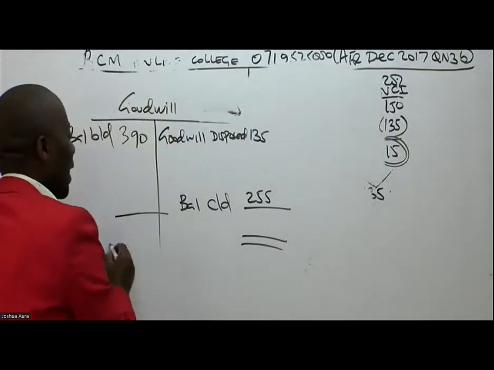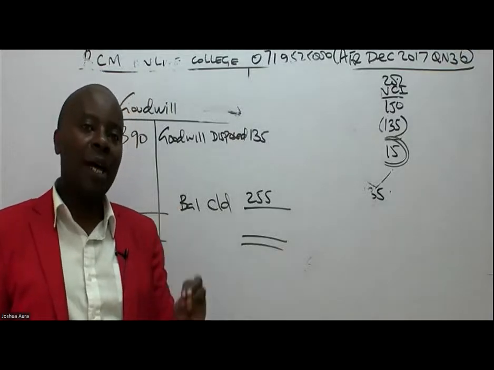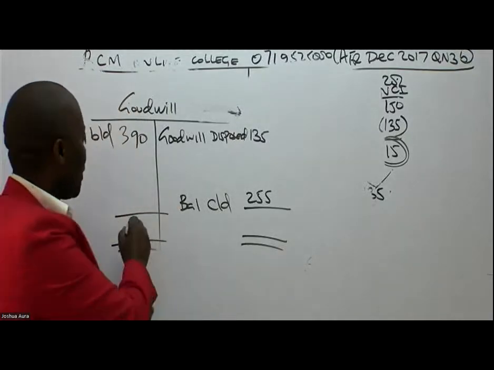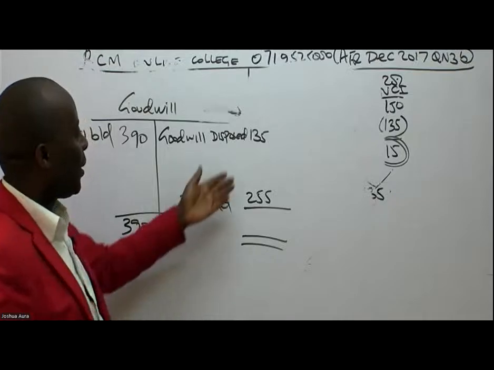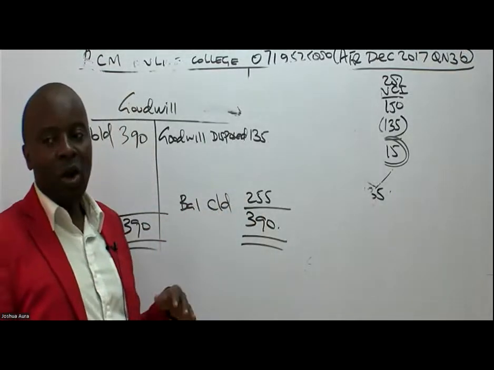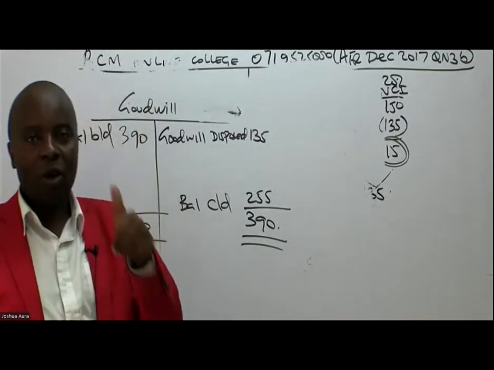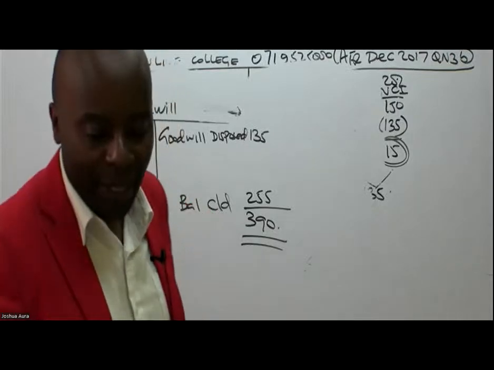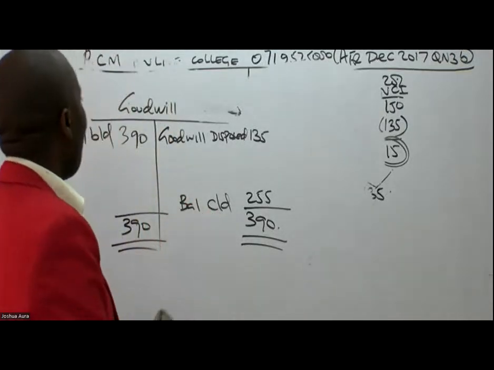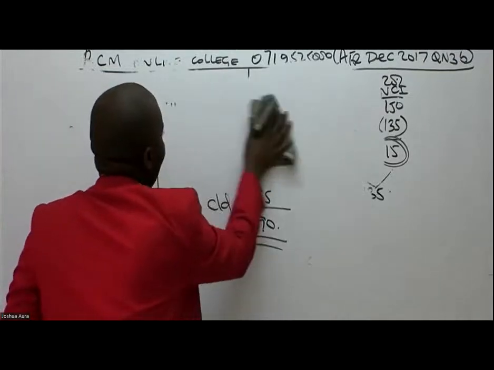Any difference arising will be as a result of goodwill that was impaired. In this particular case, this is 390 and this is 390, so there was no impairment loss. There wasn't any impairment loss.